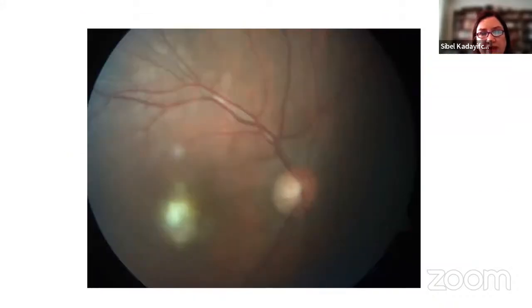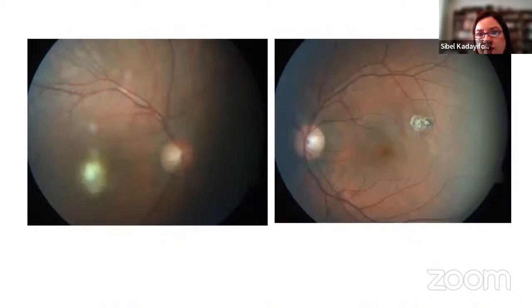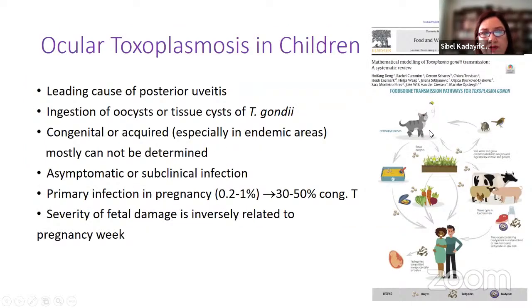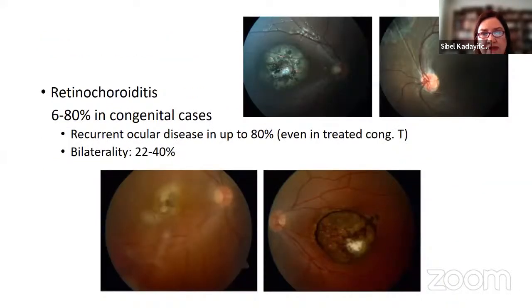So let's go to the infectious cases. We may not decide what will happen to what is happening with this eye, but if we look at the other eye, we have the clue. Ocular toxoplasmosis is the leading cause of posterior uveitis in children. It may be congenital or acquired, especially in endemic areas. It may be due to asymptomatic or subclinical infection in acquired cases. Primary infection in pregnancy results in 40% congenital toxoplasmosis, but the severity of fetal damage is inversely related to pregnancy week. What do we see in the back of the eye?